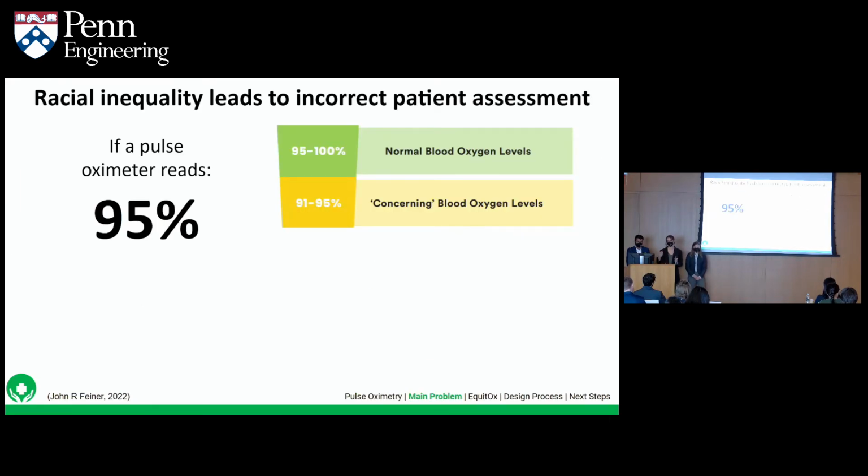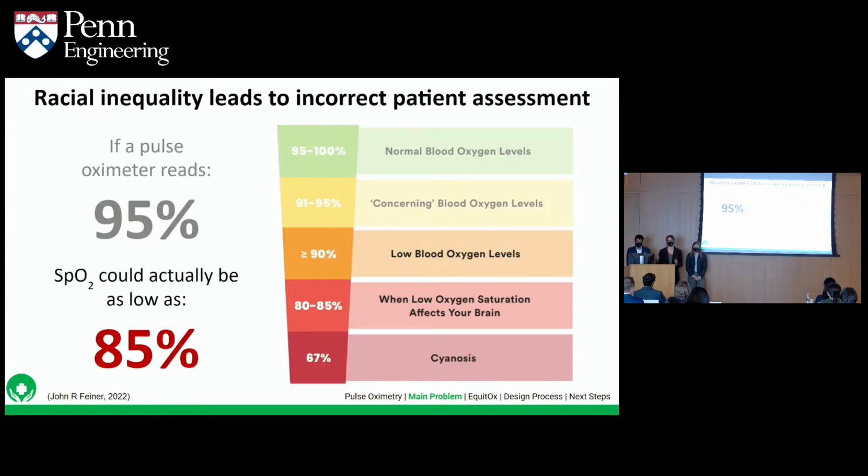So what does that really mean clinically, 10% variation? Well, it means if a patient comes in and their pulse oximeter is reading 95%, which is considered borderline healthy, completely normal, their SpO2 could be as low as 85%, and the clinician wouldn't know, and they would have really been needing to do clinical intervention.